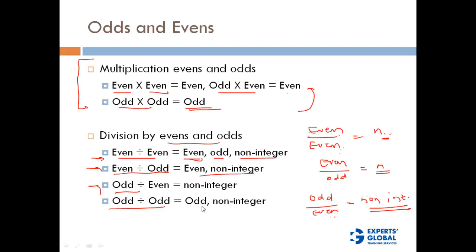Odd divided by odd is always odd or a non-integer. Odd divided by odd cannot be even, because if it was even, it would have been even times odd, which would have given us even. So it cannot be even; it can be odd, or it can be a non-integer also. So you want to remember all these division rules for evens and odds.